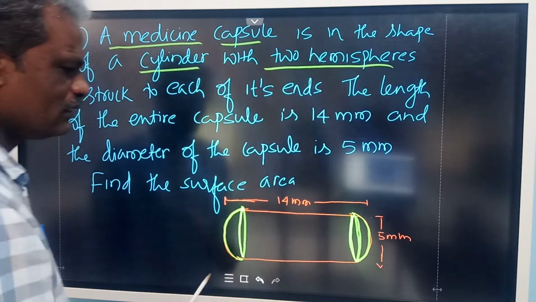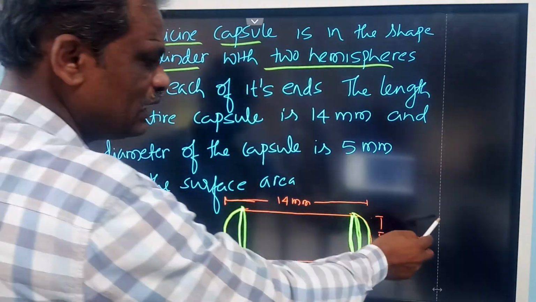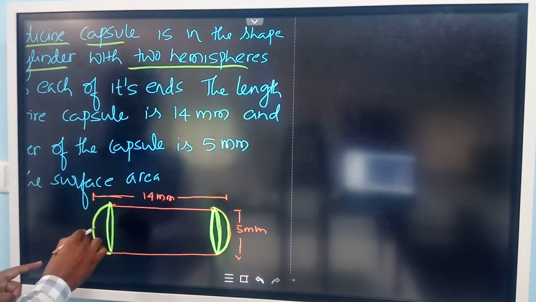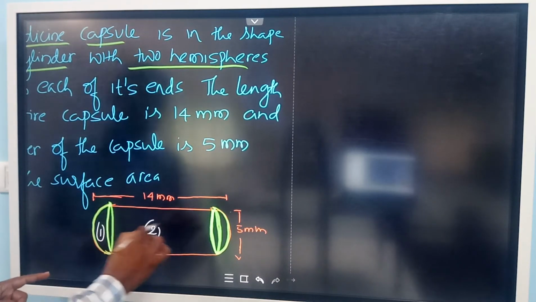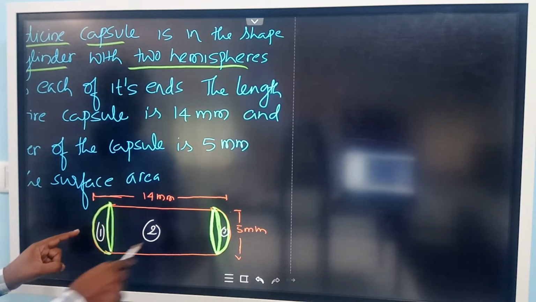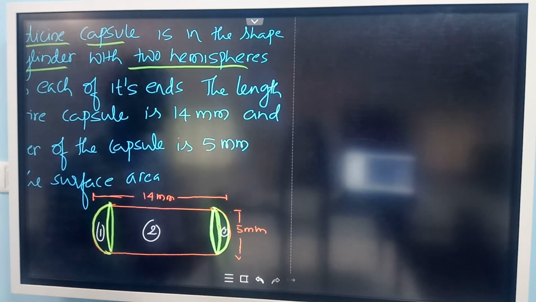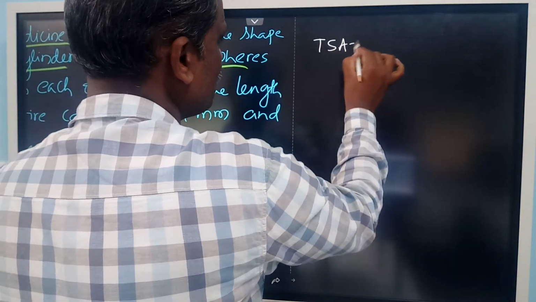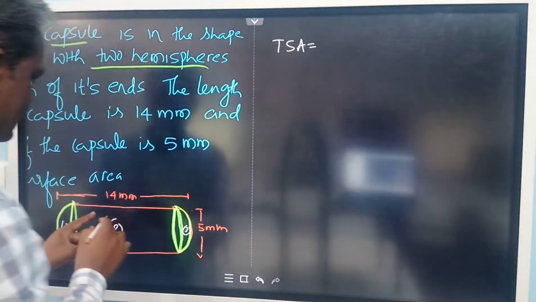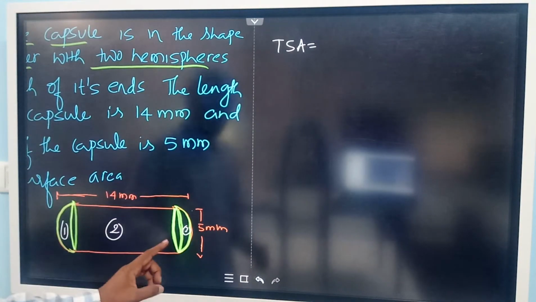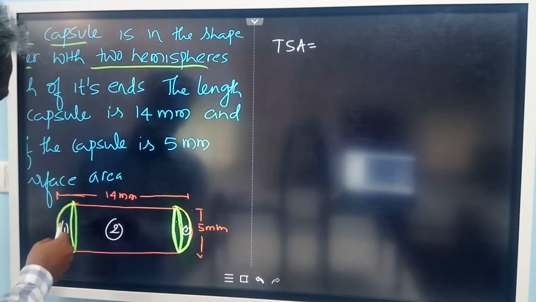Find the surface area. Now you have to make a formula to find the surface area. Here there are three parts: one is this, second one this, third one is this one. Both hemispheres are congruent. So therefore, total surface area we can write like this. For the cylindrical portion you are going to take only the curved surface area, so you exclude these circular bases.